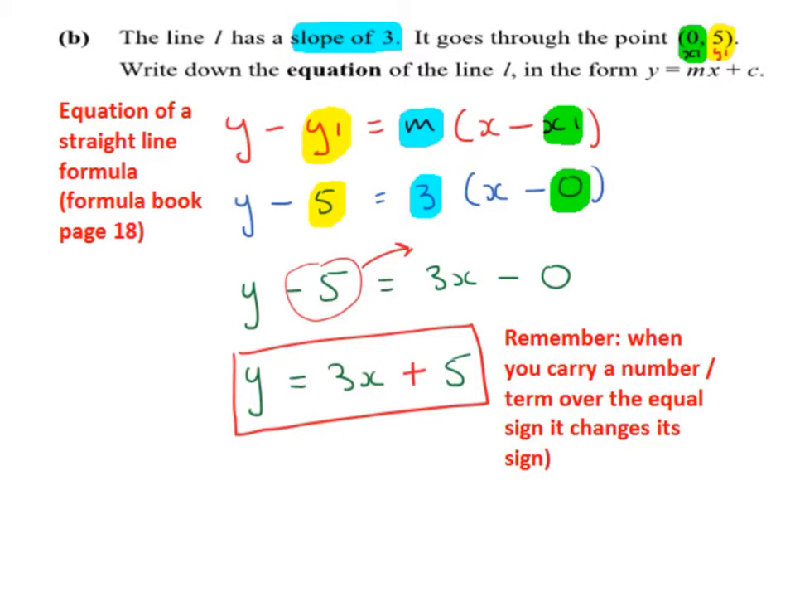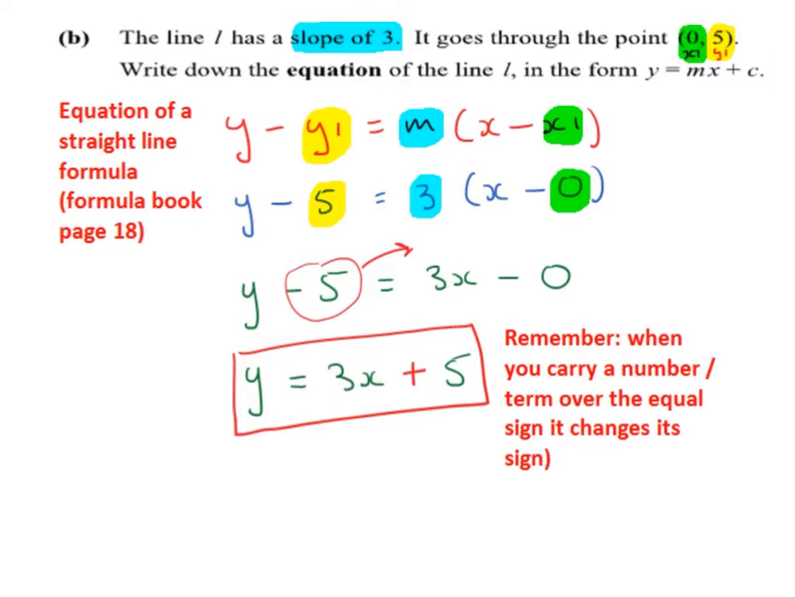So for this question, we're going to have to go to our formula book and get the equation of a straight line formula, and it's from page 18 of the formula book. And the formula is y minus y1 equals m multiplied by x minus x1. So this is the formula for the equation of a straight line, and it's given to us on page 18.